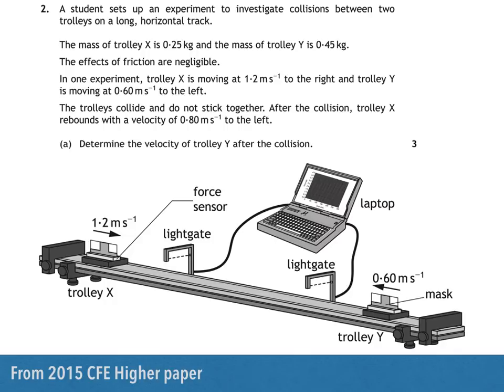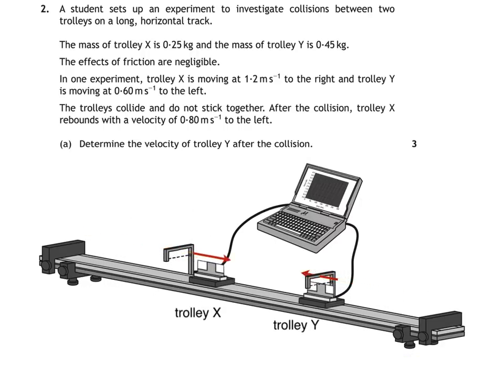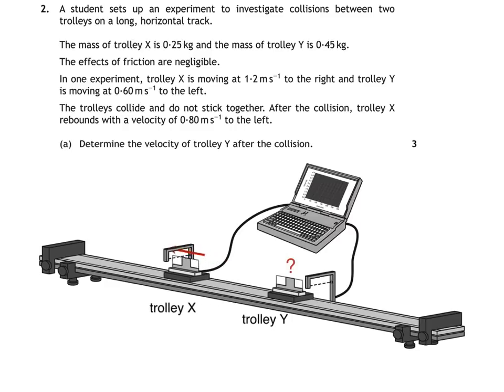After the collision, trolley X rebounds with a velocity of 0.8 meters per second to the left. Finally, we're asked to determine the velocity of trolley Y after the collision. So let's visualize what's happening. The two trolleys move towards each other and collide. Trolley X then rebounds to the left, and we need to work out what happens to trolley Y's velocity.